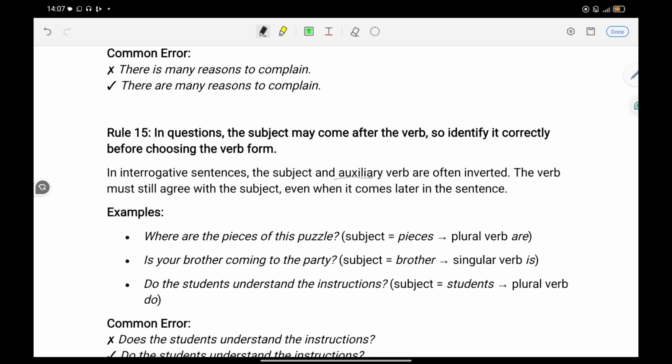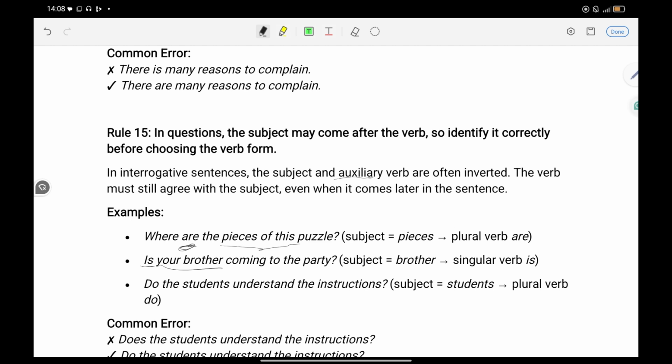Look at this. Where are the pieces of this puzzle? So in this case, it is plural "are" because we say pieces of this puzzle. So the subject there is the pieces. Is your brother coming to the party? It is "is" because the subject came after the verb, your brother. If it was more than one brother, it would have been "are your brothers coming to the party?"